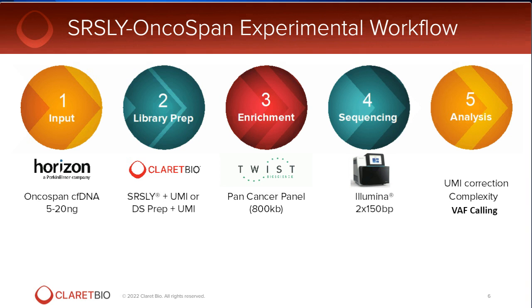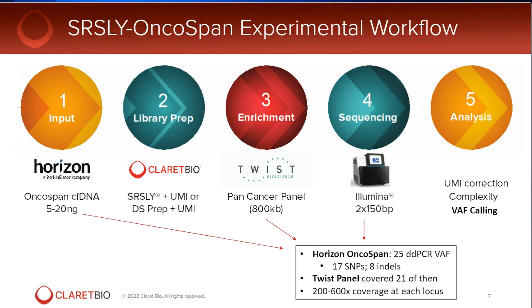After library prep, we performed enrichment using an 800 kb small cancer hotspot panel from Twist Bioscience, sequenced on an Illumina sequencer, and then looked at a variety of metrics, including complexity, and finally the variant allele frequency.